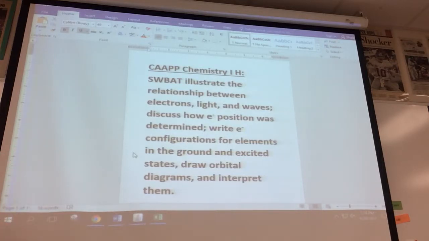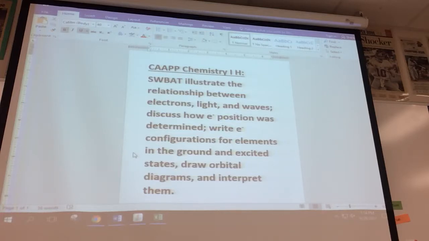Students will be able to illustrate relationships between electrons, light, and waves. We're going to talk about that today in regard to the relationship, how to manipulate variables, and how to solve problems for variables including wavelength, frequency, and energy.